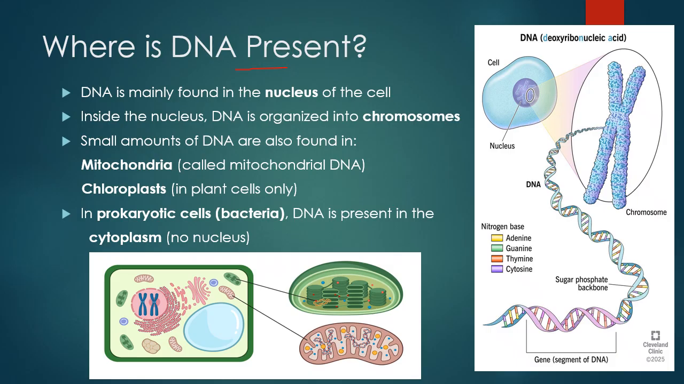Now, where is this DNA present? DNA is mainly found in the nucleus of the cell. Our entire body is made up of millions and millions of cells, and all the cells of our body contain DNA. Exactly where? In the nucleus of the cell. As you can see in the picture, this is the cell, inside the cell you can find the nucleus, and inside the nucleus you can find the DNA. Inside the nucleus, DNA is organized into chromosomes. It's not lying loose, but is organized in a particular form which is called chromosomes.